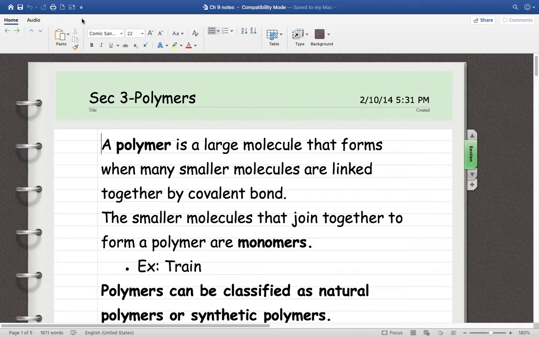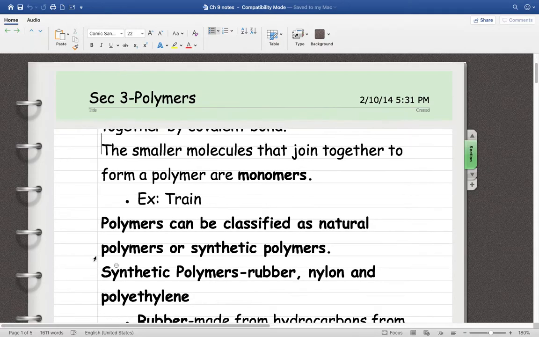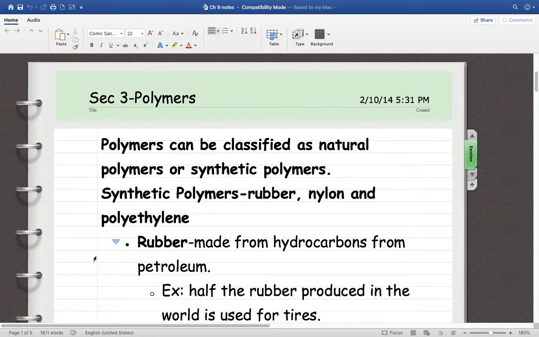So like a train. Let's say we have a 22 car train. Each car is a monomer. The entire length of the train that's making our car stop is a polymer. So a polymer is the entire length of it, and each little part of it, each little link, is a monomer. So, polymers can be classified as natural polymers or synthetic polymers. Natural means that it naturally occurs, and synthetic are man-made or lab-made. We have three synthetic polymers: rubber, nylon, and polyethylene.